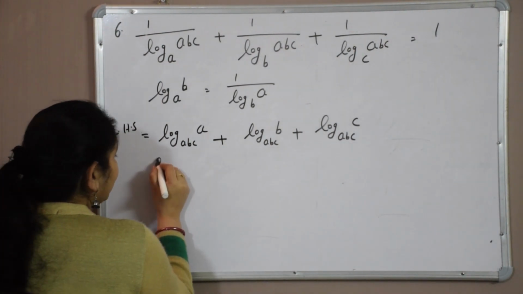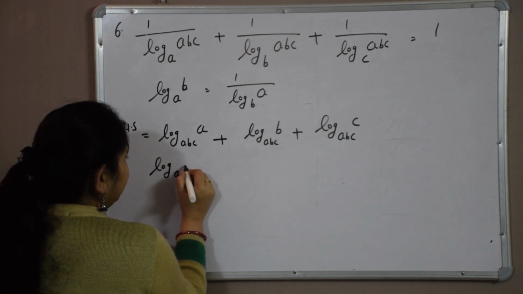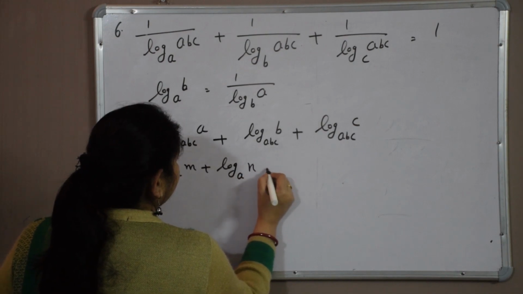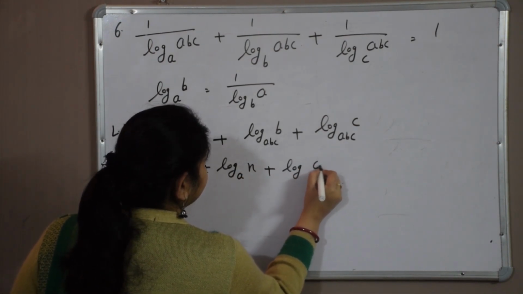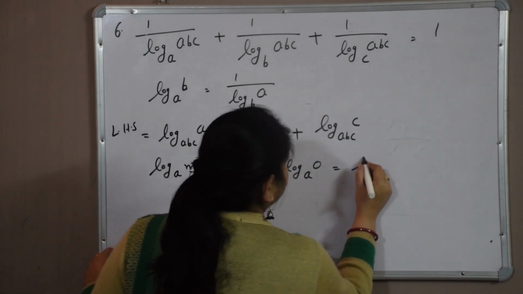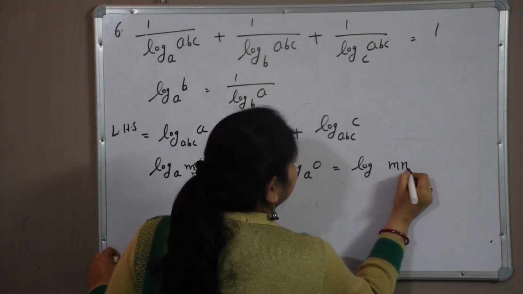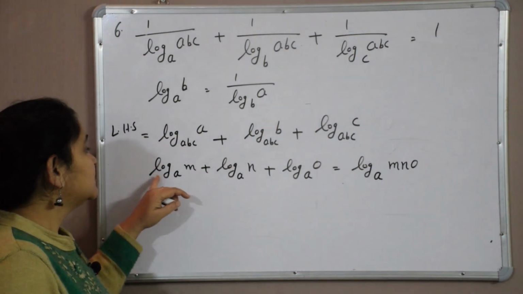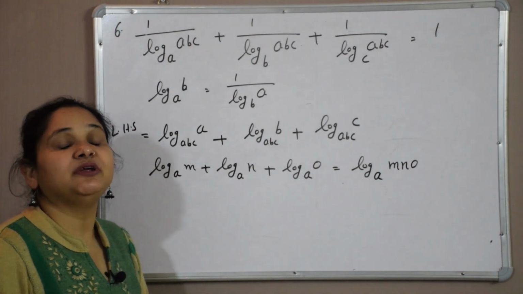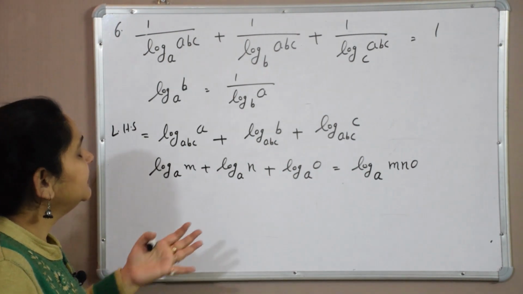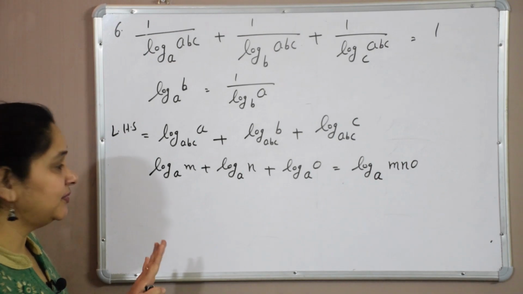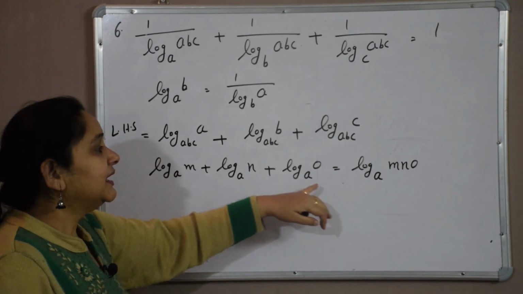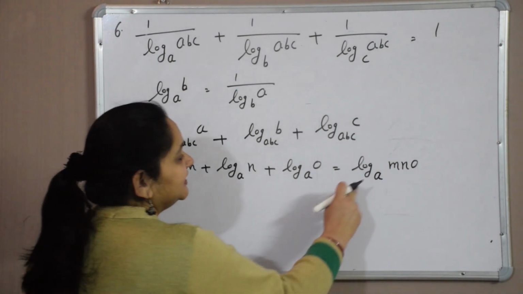Now we will use the property. If we have the same base and we are adding three numbers, log of l, log of m, log of n, what will it become? Log of l m n to the base a, but the condition is that the base should be the same. So we can use this property for 2 numbers, 3 numbers, 4 numbers, and so many numbers. There is no problem at all. Just one condition: the base should be the same and the logs should be added. Then after combining them, they become a product.